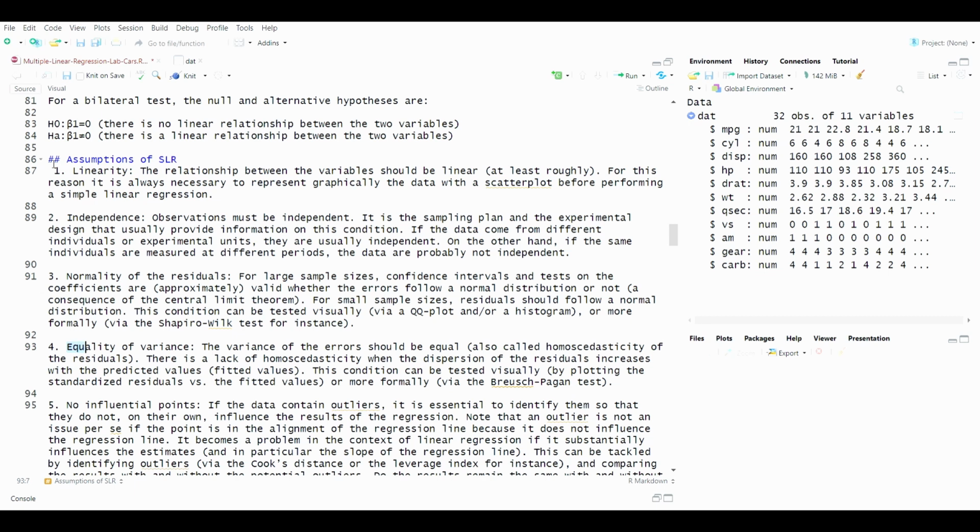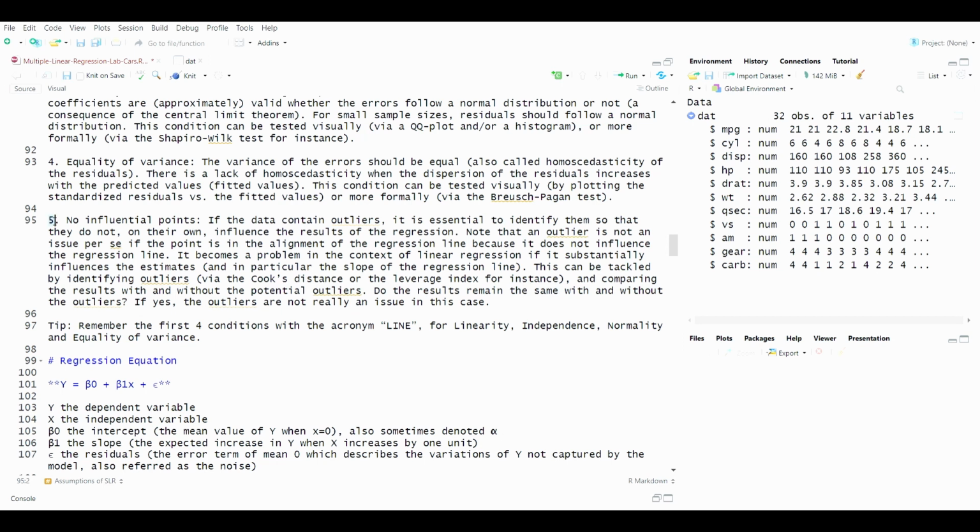4. Equality of variance. The variance of the errors should be equal. This is also called homoscedasticity of the residuals. There is a lack of homoscedasticity when the dispersion of the residuals increases or decreases with the predicted values or fitted values. This condition can be tested visually by plotting the standardized residuals versus the fitted values, or more formally via the Breusch-Pagan test.